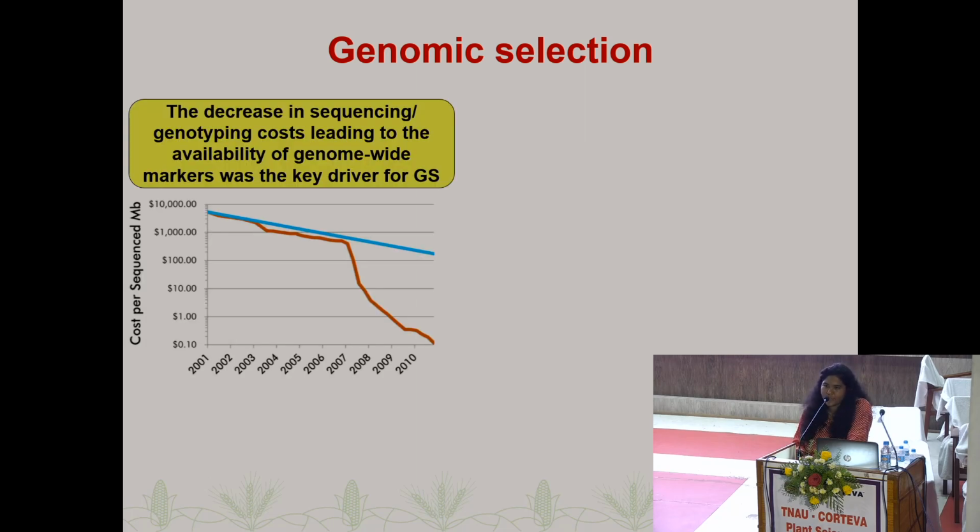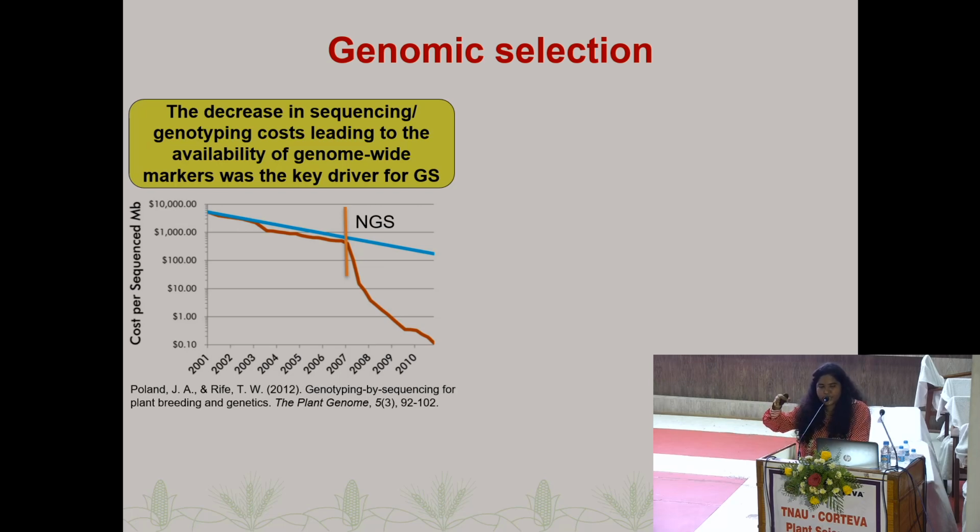So how has genomic selection been made possible? Again, the decrease in sequencing costs. As you can see in this graph, in 2001 at least, the cost of sequencing every megabyte was very high. But with the advent of next generation sequencing technologies, the cost of genotyping has gone down. And now we can get whole genome markers for about $10 per sample, about 700 rupees per sample.